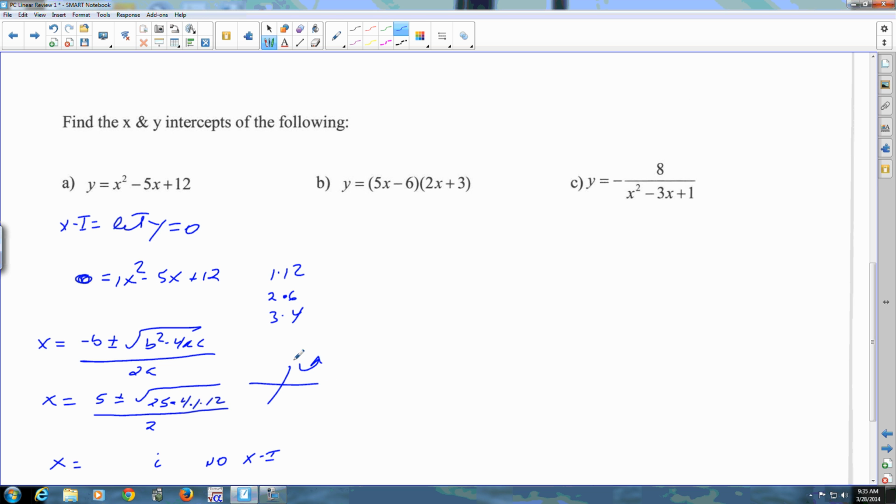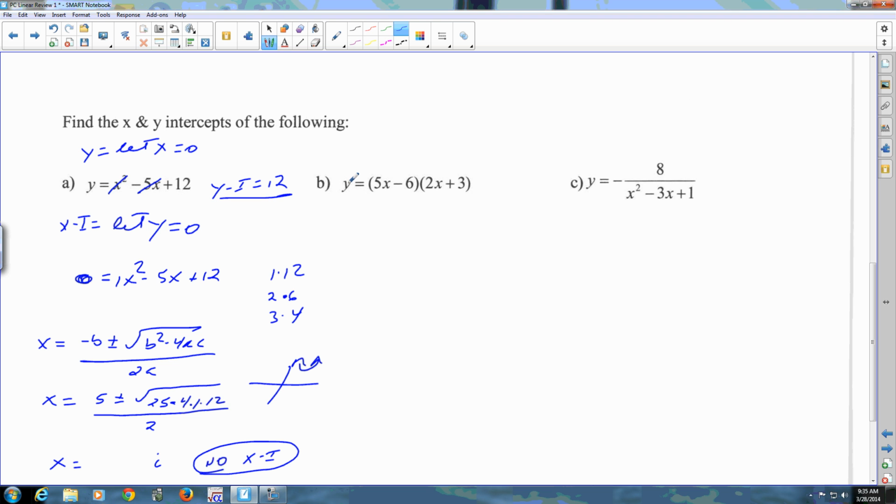Your parabola is doing something like this. It's not crossing the x-axis. All right, how to find a y-intercept? To find a y-intercept, you let x equal 0. So x is 0, that's gone. Negative 5 times 0, that's gone. Your y-intercept is 12. So your y-intercept equals 12 for this one. X-intercept, there are no x-intercepts.